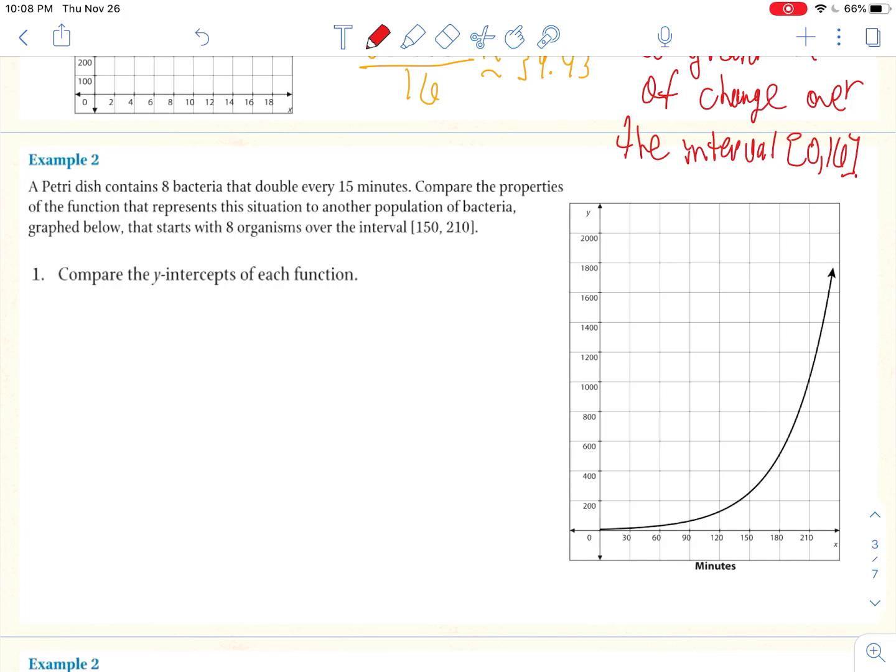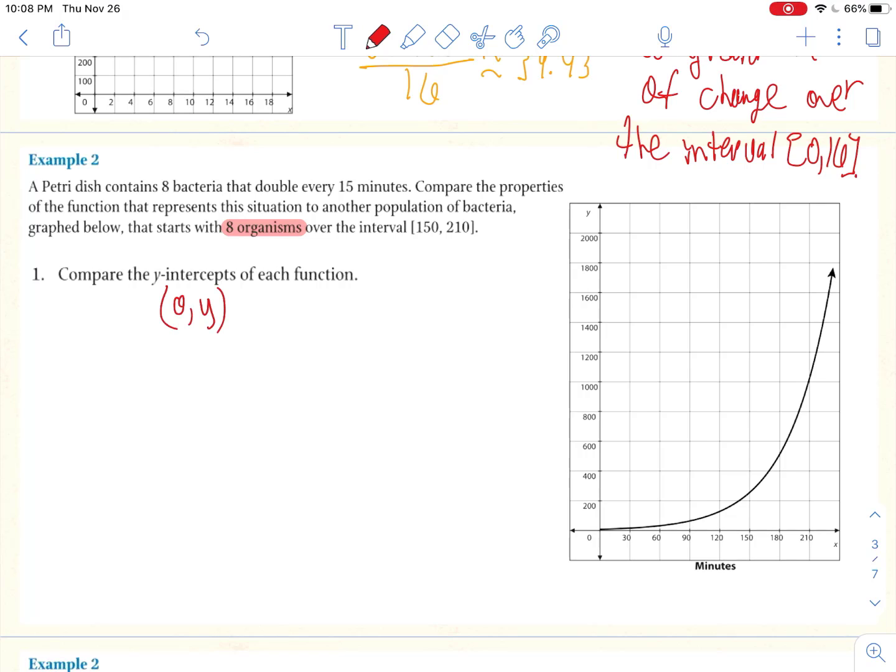Example 2. A petri dish contains 8 bacteria that doubles every 15 minutes. Compare the properties of the function that represents this situation to another population of bacteria graphed below. That starts with 8 organisms. Let's go ahead and highlight 8 organisms over the interval from 150 minutes to 210 minutes. We're going to compare the y-intercepts first, and on the next slide we'll compare the rate of change.